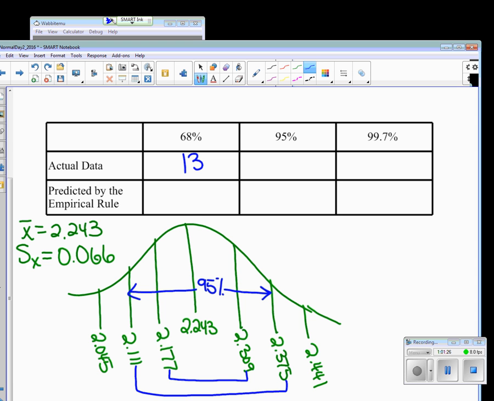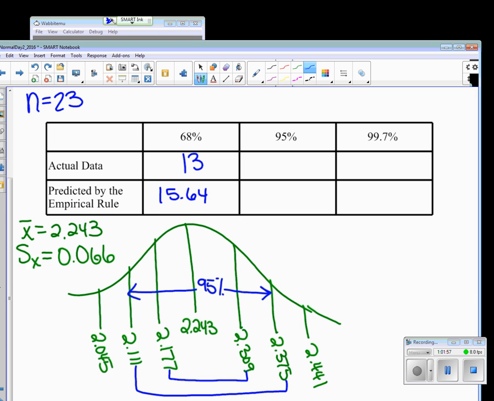How do I tell on my calculator? Try again. It's 23. Right, 23. So there's 23. The sample size was 23. How do I figure out what 68% of 23 is? What's 0.68 times 23? 15.64.